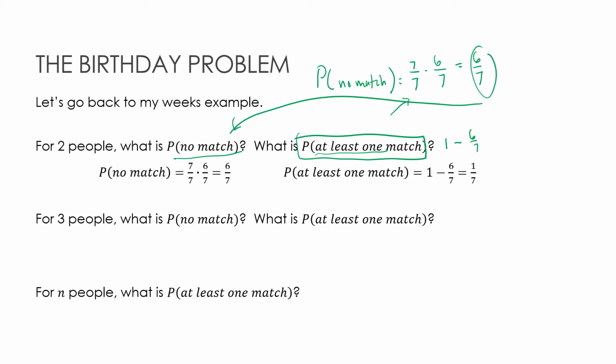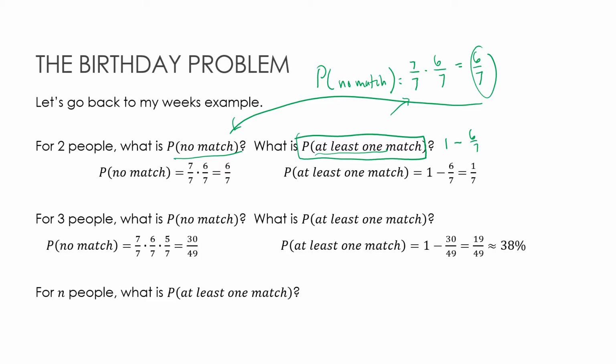So now let's look at 3 people. What is the probability for no match? Again, the first person, 7 choices, the second person, 6 choices, the third person, 5 choices. And then at least one would be 1 minus that solution, or in this case about 38%.